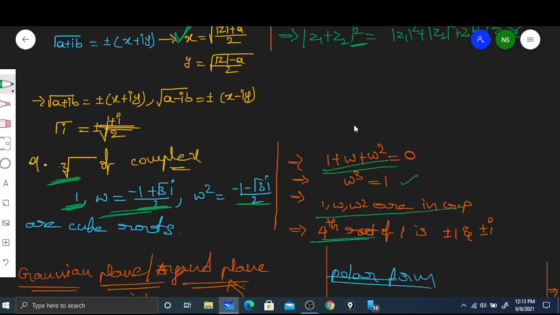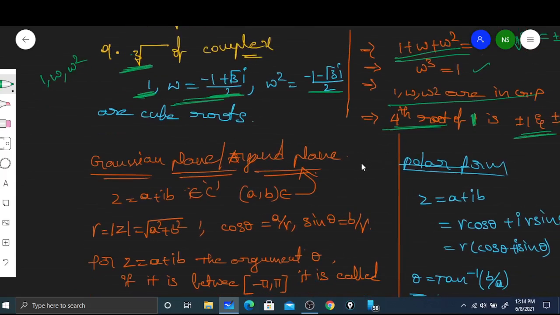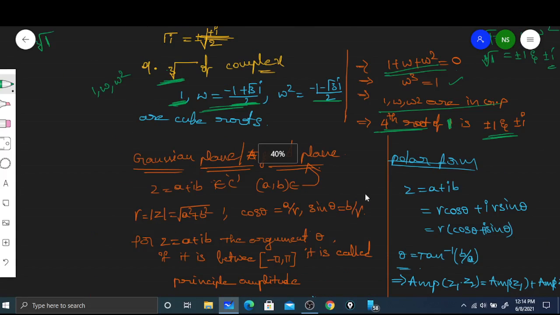Fourth root of 1. So if we say the square root of 1, the square root of 1 is plus or minus 1. The cube root of 1, we told like 1 comma omega, omega square. And what is the fourth root of 1? Which is plus or minus 1 and plus or minus i. This one also you need to remember. Okay.